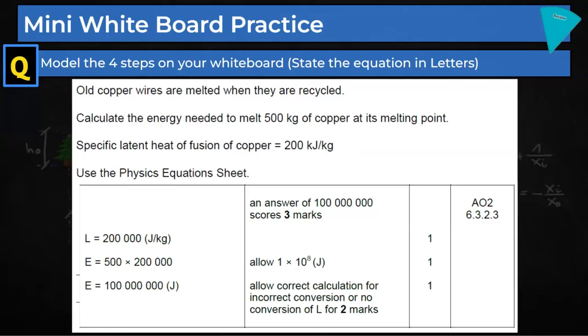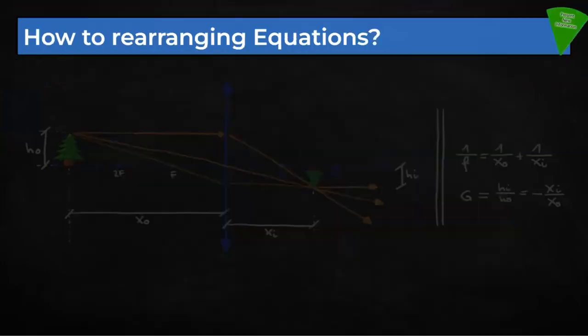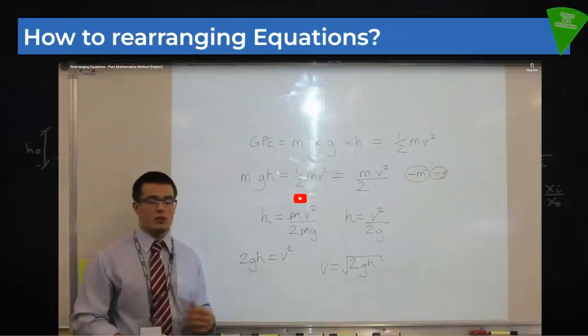There's one other little pitfall here to watch out for. This is a huge mistake: always check that your units are correct. Here you can see you've been given the latent heat of fusion in kilojoules per kilogram, which is wrong. It needs to be in joules per kilogram, so you multiply it by 1,000. That's why you get a mark for that first. That's why in step 1 it's really important to write down and make sure the units are right.